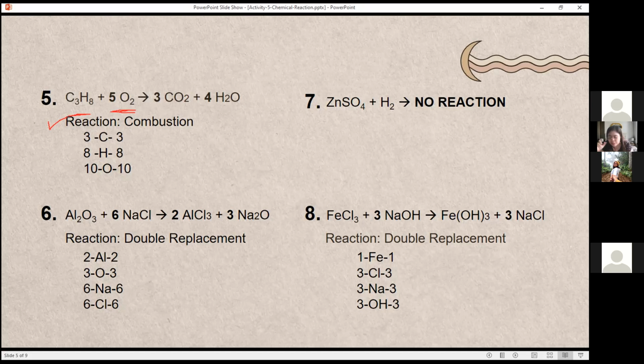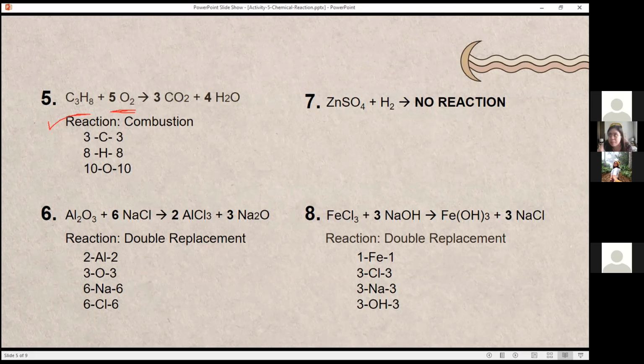Kasi yun naman mostly yung sinusunog natin, class, sa combustion reaction, the carbon-containing na mga compound. So in this case, we have the so-called propane, C3H8 plus oxygen. And then, kapag na-identify nyo siya na combustion reaction siya, always yan siya.